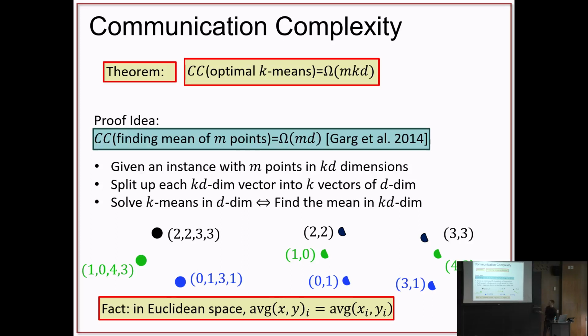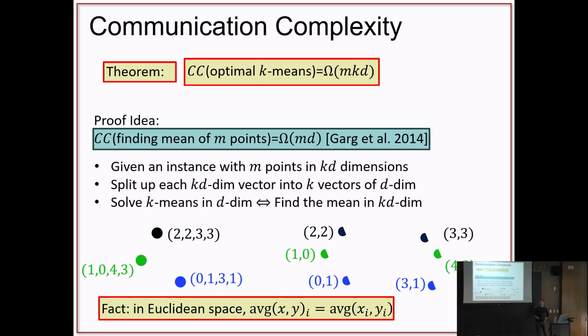So there's a bit more details here. For instance, we need to make sure that the first half of all the points are in one cluster and the second half are all in another cluster. So we have to add offsets to everything. But once we get that to work, we can show this reduction. Okay, so this is just the idea.